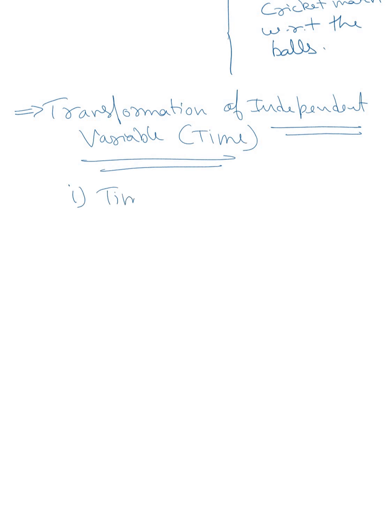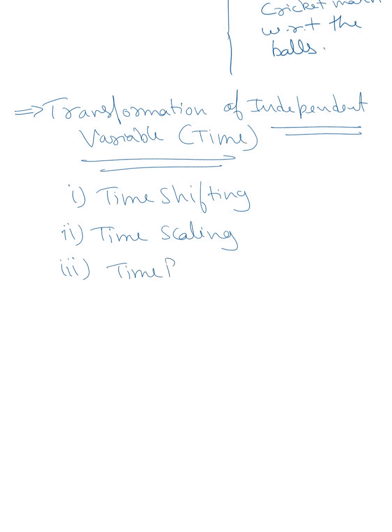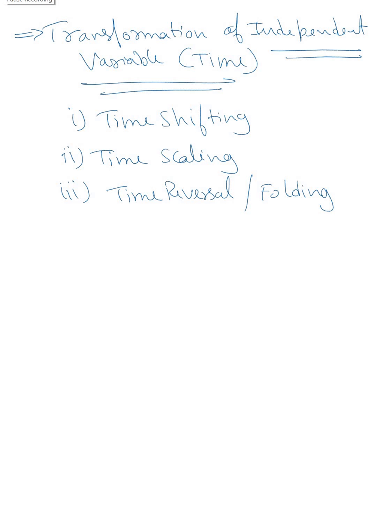First one is time shifting. Second one is time scaling. And the third one is time reversal, or we also call it folding. So these are the three different transformations that can take place over a signal. Let's discuss the first one, which is time shifting.